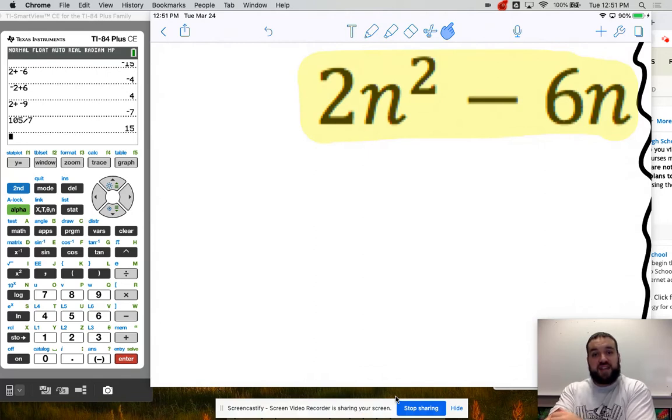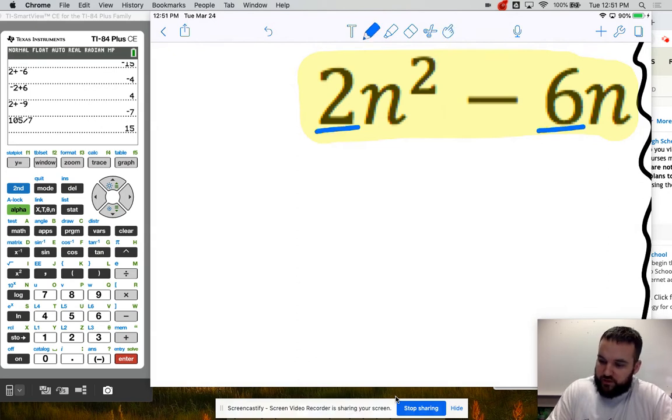Is there a GCF for just those 2 terms? What do they have in common? Well, the number, or the coefficient, I can divide those both by 2. So I know 2 is part of my GCF, but they also have the variable n.